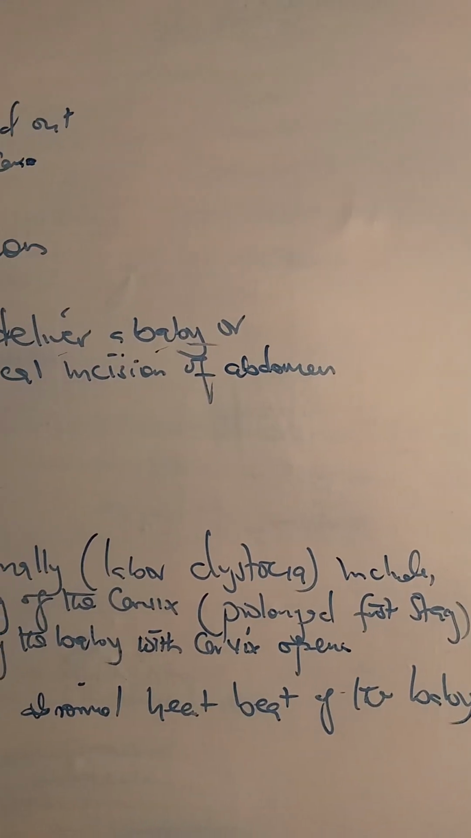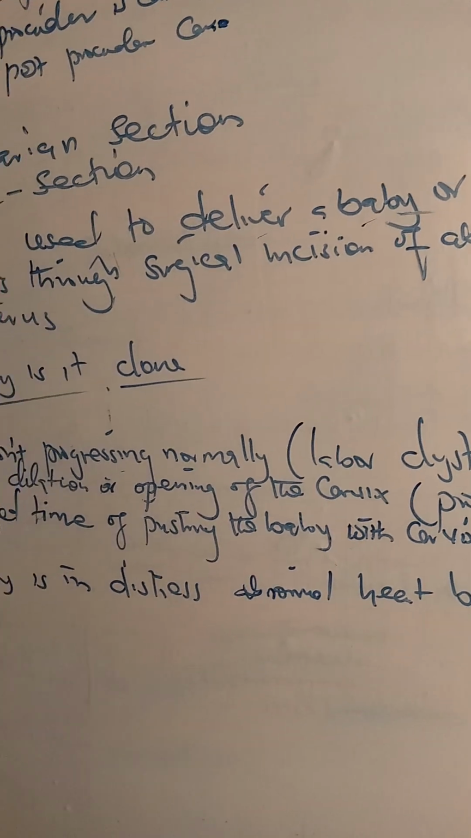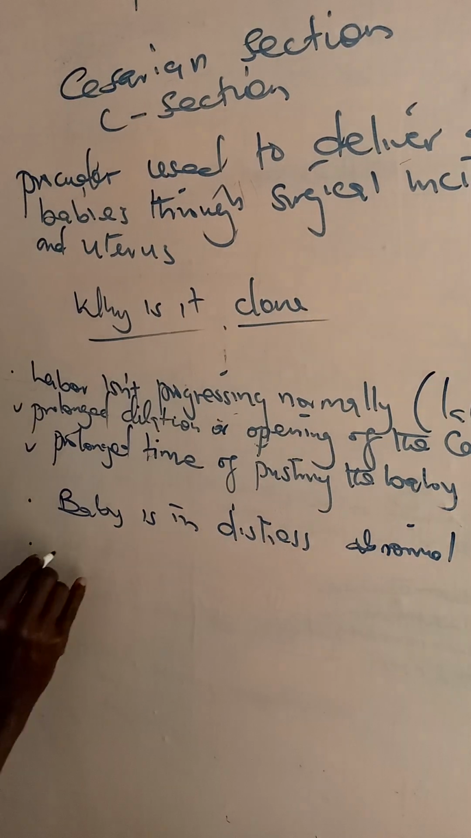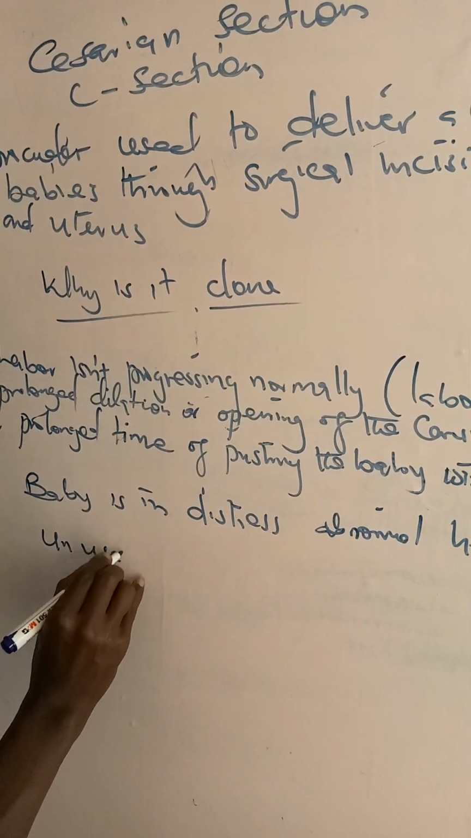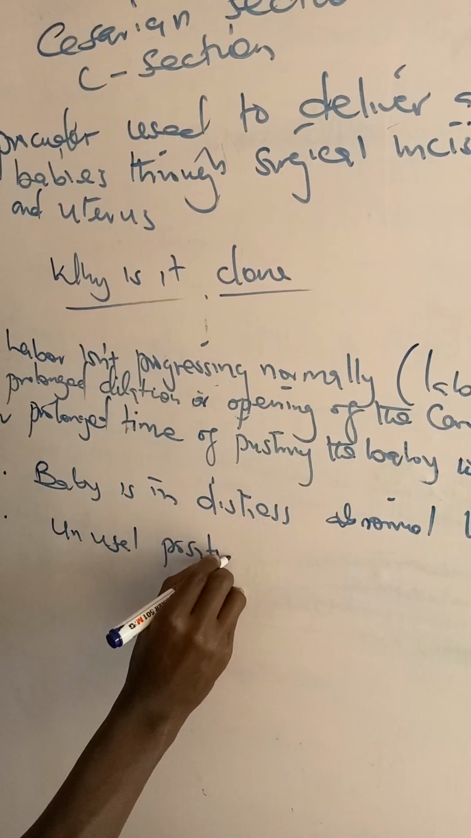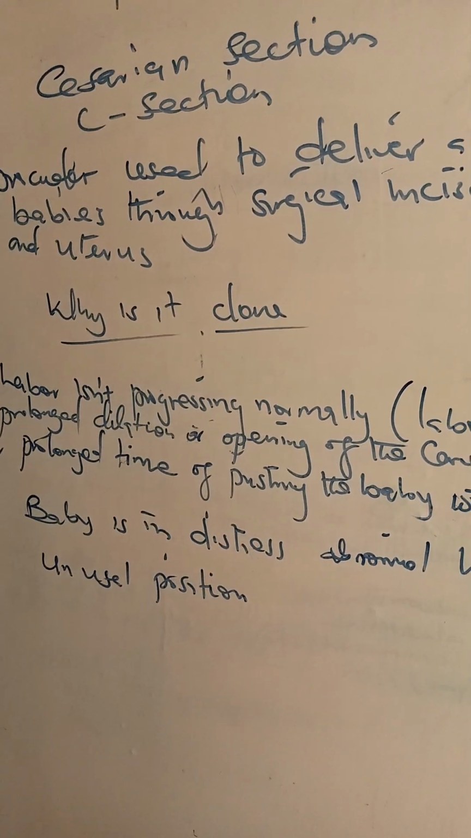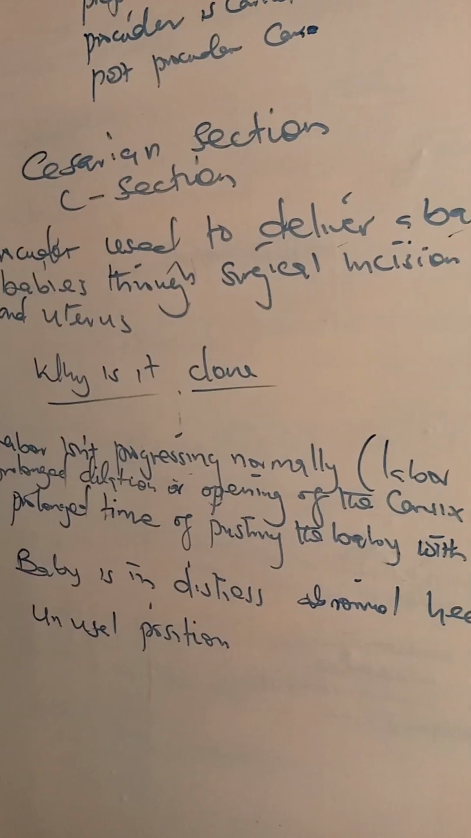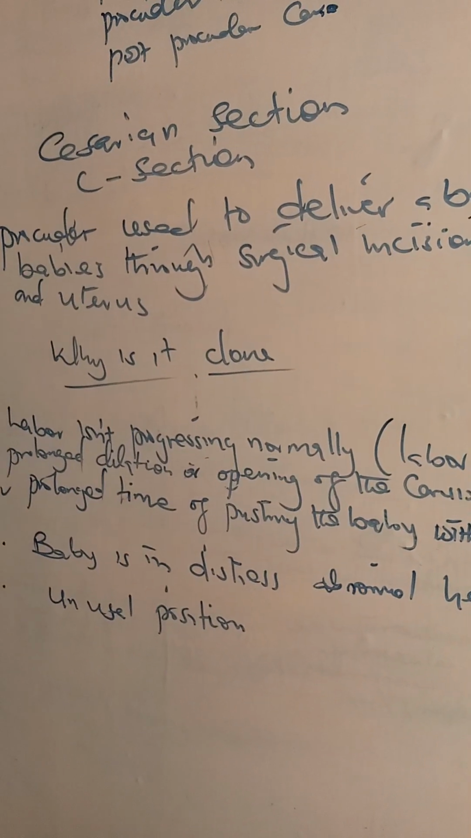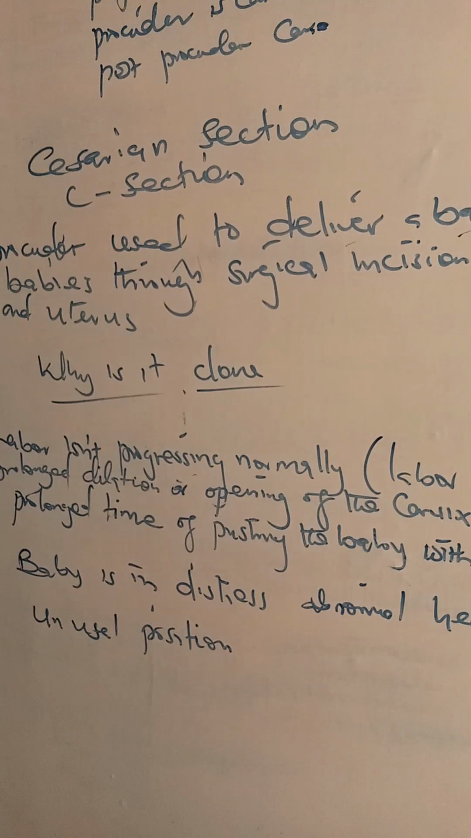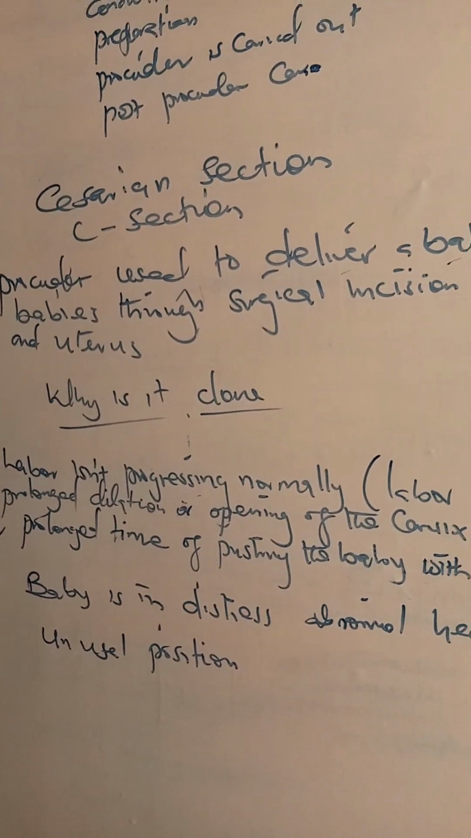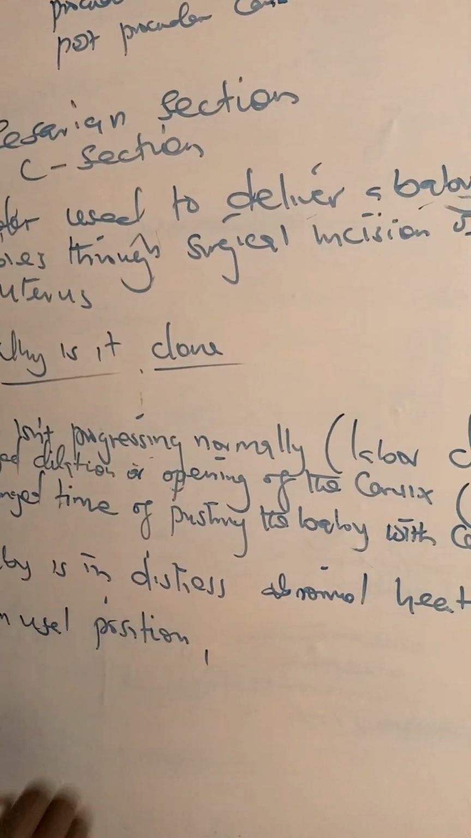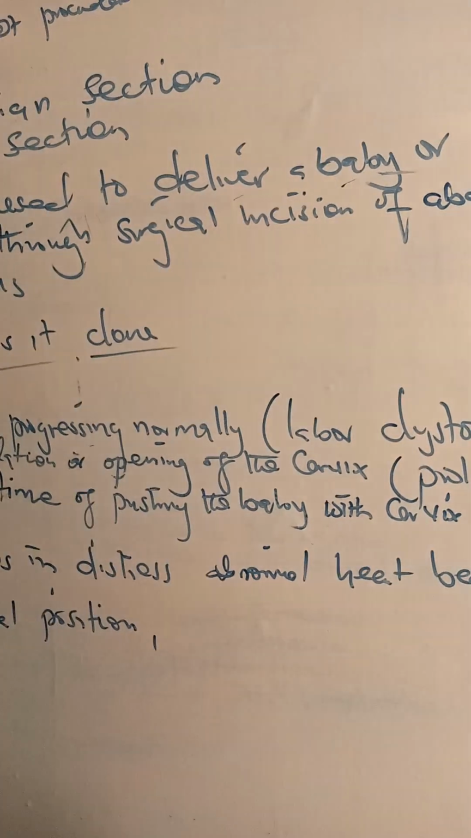Another indication for cesarean section is when the baby or babies are in an unusual position. For instance, you find the baby is coming out with the shoulder. Or you may find the baby's buttocks coming first. Or you may find the baby's buttocks or legs are stuck in the canal.